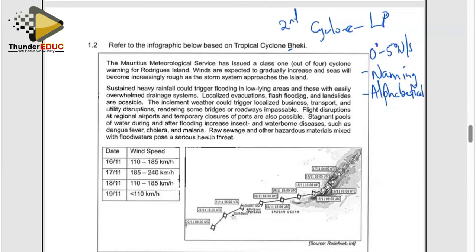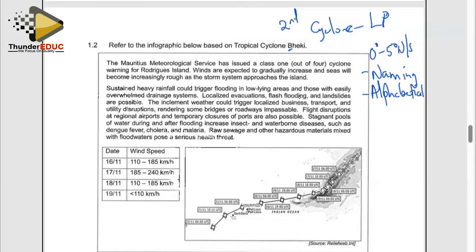And also, these weather systems are given different names in different geographical spaces. Here in Southern Africa, we mainly call them tropical cyclones. In places around Asia, they call them typhoons. And the Americans call them hurricanes. But basically, it's one and the same weather system.